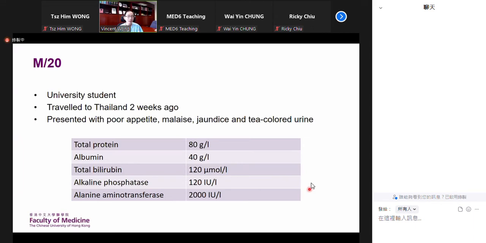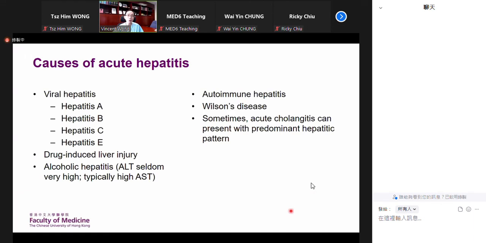Okay, after talking about some common chronic liver diseases, let's talk about an acute liver disease. This is a 20-year-old male university student who traveled to Thailand 2 weeks ago. He presented with poor appetite, malaise, jaundice, and thickened urine, and this is what you see. This time you see a high bilirubin level and also a very high ALT level of 2000. This is acute hepatitis.